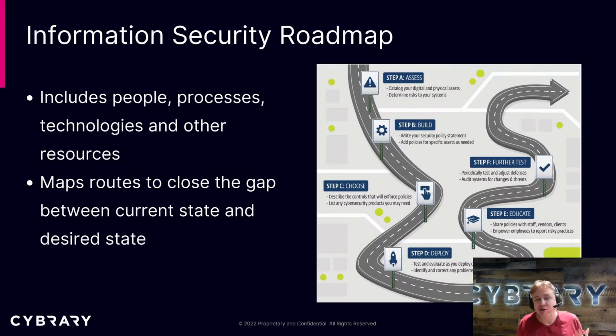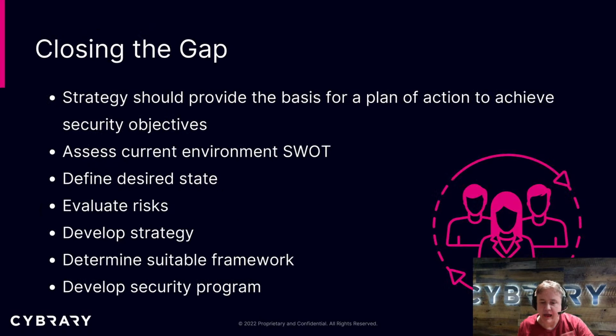And then your roadmap is often a visual that lends itself to communicating what your strategy is to others. And you can see this is just a silly little graphic, but the idea, you see the broad points within the roadmap, not the details. That comes in our program. And our goal there is to close that gap. So this is going to be the basis for our program. And our security program, again, is where we take action to get these objectives. Okay?